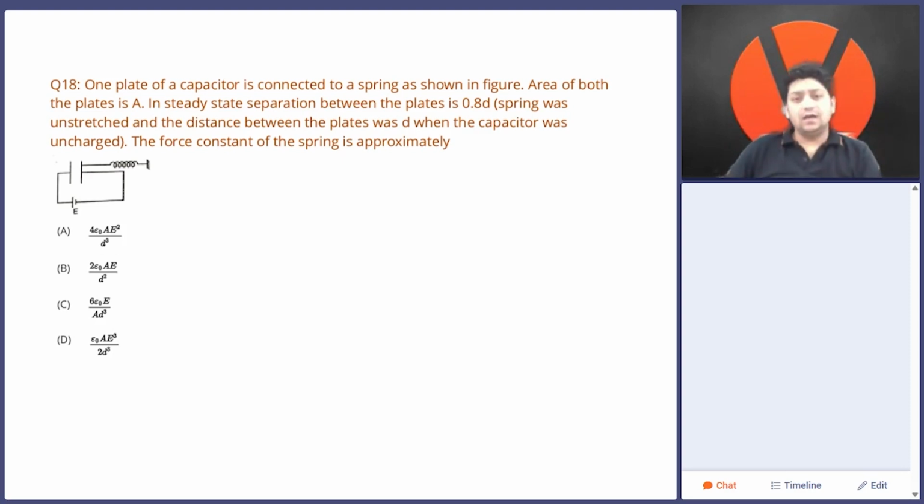One plate of a capacitor is connected to a spring as shown in the figure. Area of both the plates is A. In steady state, separation between the plates is 0.8 D. Okay, it means the steady state is when the charge is filled in the capacitor.